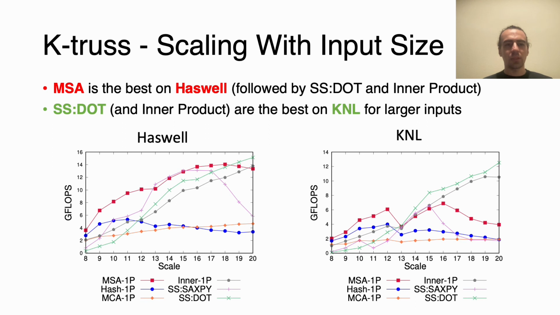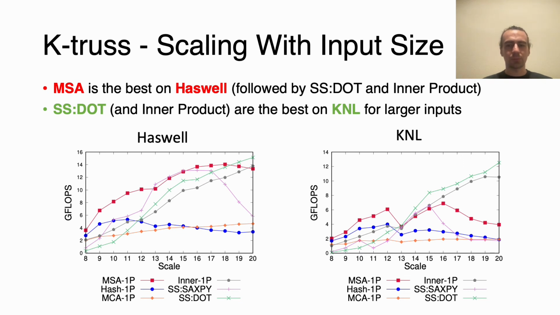Now we evaluated K-truss using synthetic RMAT matrices, where the x-axis shows scaling with input size. And here we can see that MSA is the best algorithm on Haswell, which is closely followed by Sparse dot and inner product. And on KNL, Sparse dot is the best one, and it is closely followed by our inner product implementation.